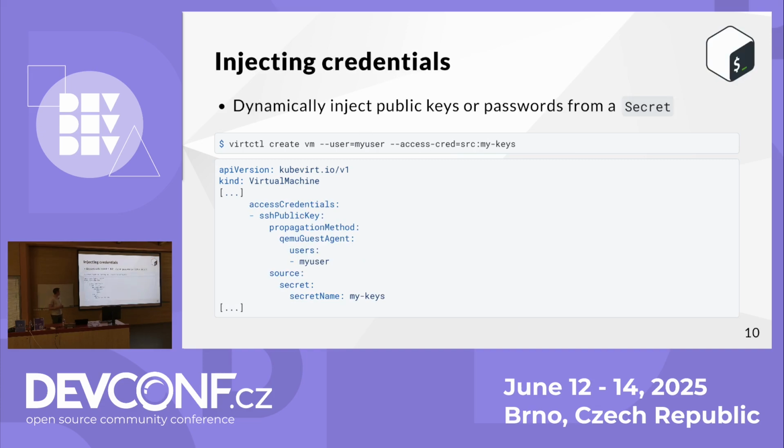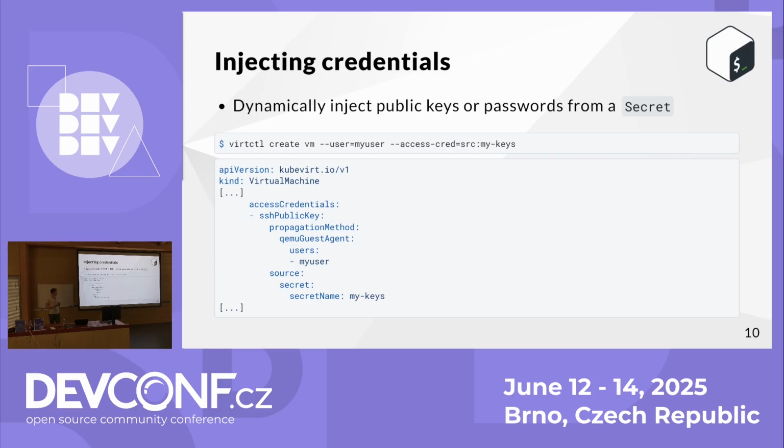Next slide is injection of credentials, this time dynamically. Before that, with cloud-init, credentials would have been injected statically, and then they would have been part of the actual virtual machine definition. With this feature, we can now dynamically inject public keys or passwords from a secret. So again, I have a command here for virtctl create vm. Again, the user flag, and this time I'm passing it the access-cred flag. This flag takes a lot of parameters, but in this case, I'm only passing it the source parameter, which tells it to source the credentials from a secret, which is called my-keys.